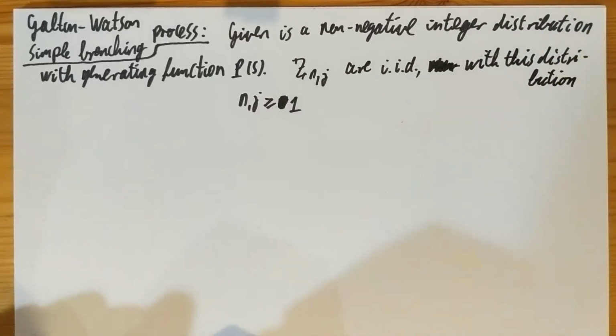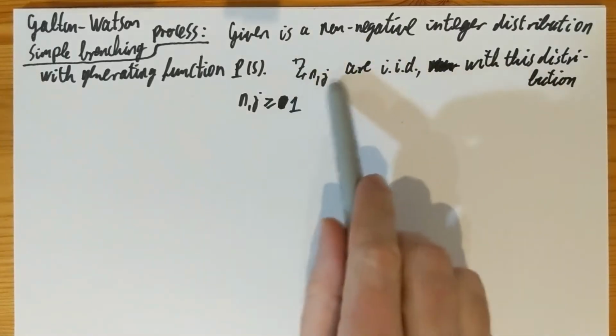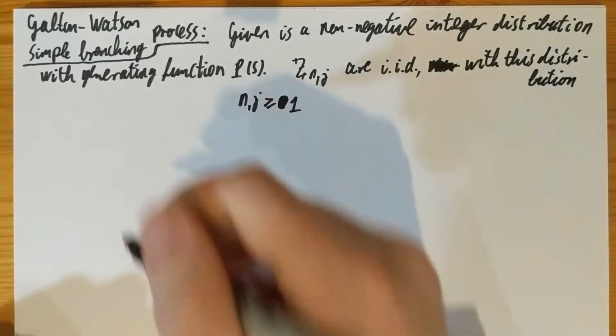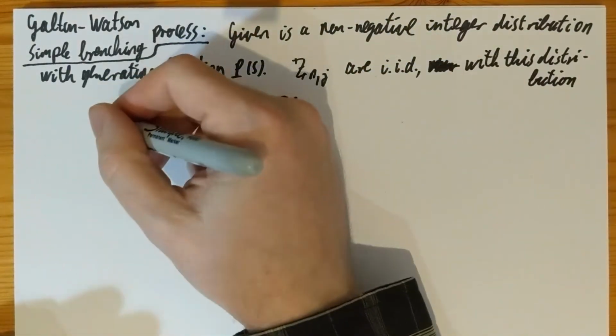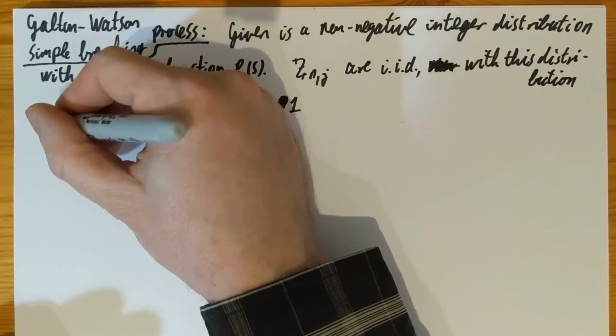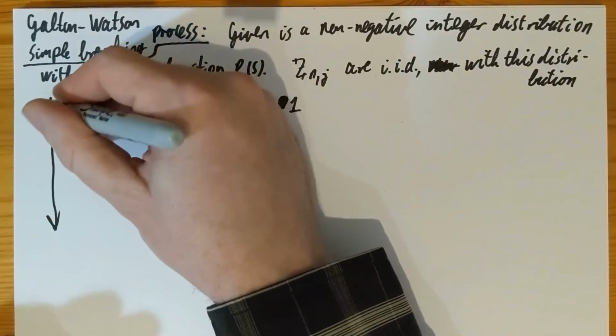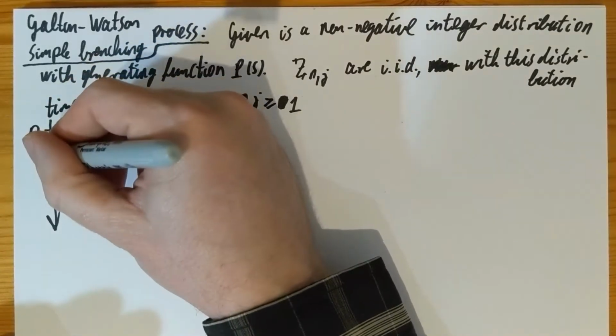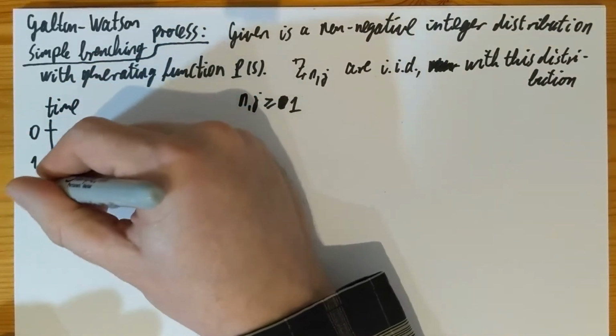So I have a non-negative integer distribution, the generating function is P of S, and I have a doubly infinite, completely independent array of random variables with that distribution. I'm going to use them to generate a process. I'm going to draw time going downwards and being discrete. So there is time 0, time 1, time 2, and so on.